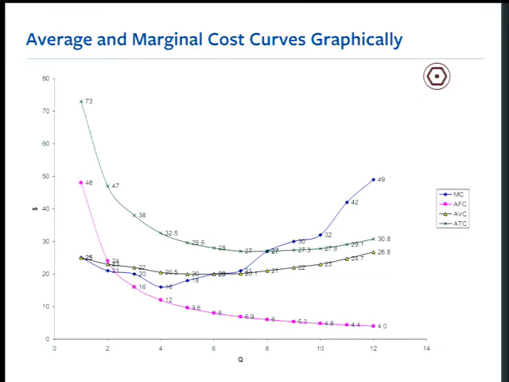Since average fixed costs are dropping everywhere as you increase output, they start really far apart and they grow closer and closer together. So the green and black lines start really far apart, but you can see here they start growing closer and closer and closer together.